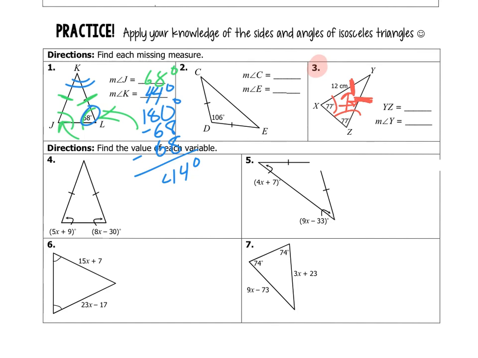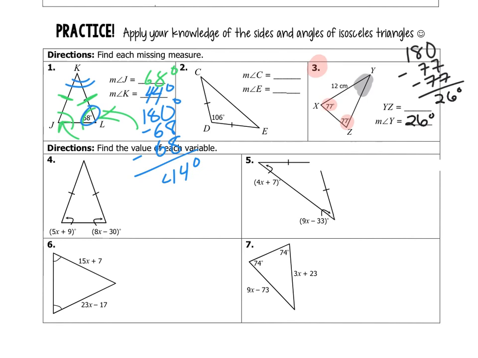And I know if this is 77 degrees and this is 77 degrees, let me try to clean this up, sorry. So if this is 77 degrees and this is 77 degrees, I can figure out what this angle is by subtracting them from 180. So I have 77 and then take out another 77 and we end up getting 26 degrees. So that's the measure of angle Y, 26 degrees.